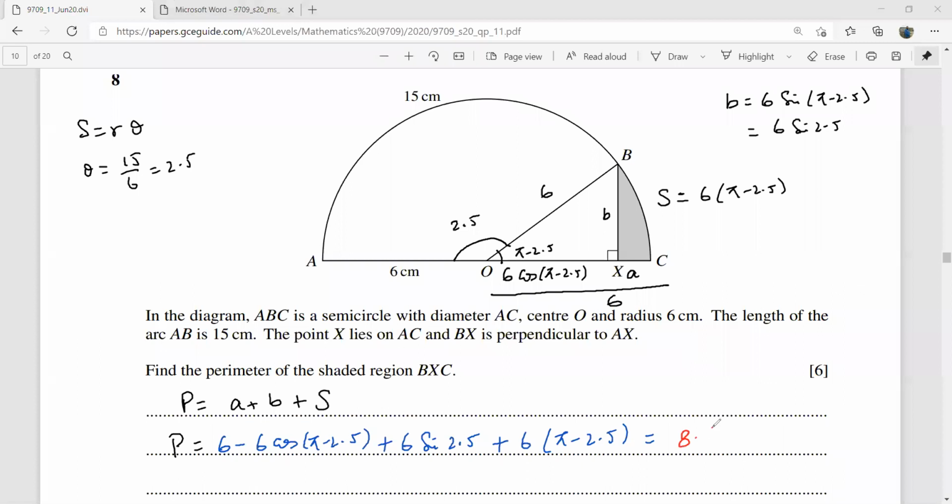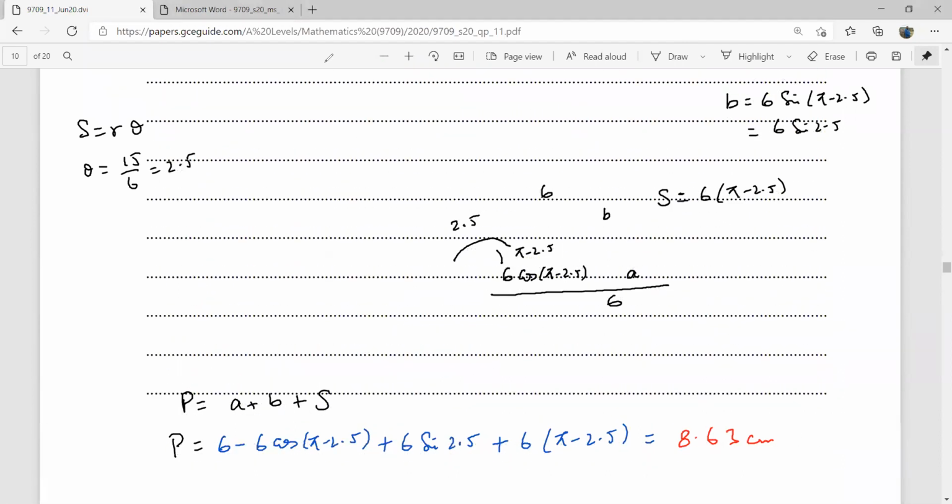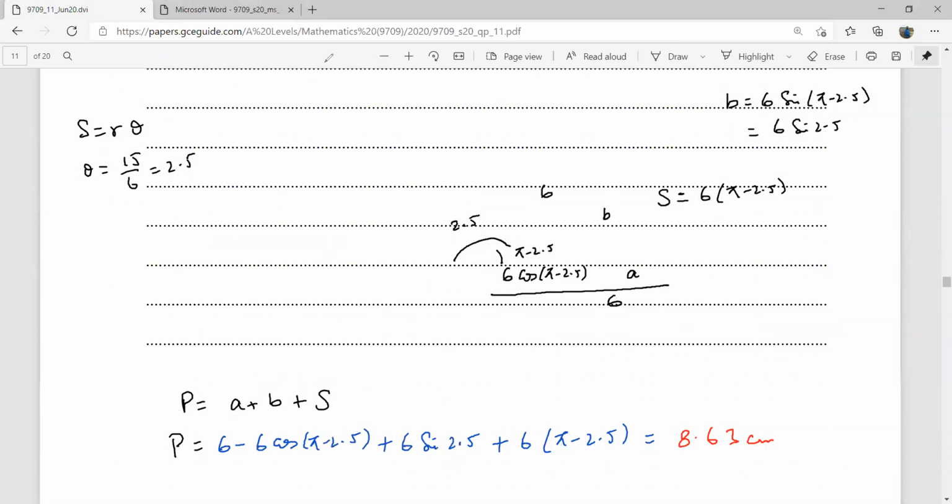So this is 8.63 centimeters. Okay, bachcho? So this is how you find this. I believe this was not a difficult question, है ना? Okay. We move on to question number 9.